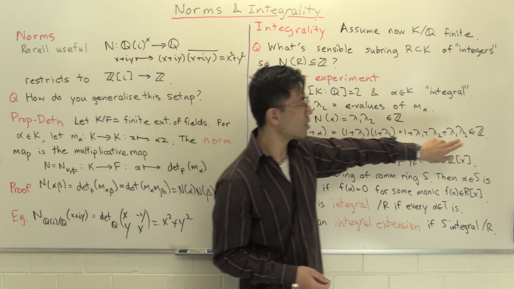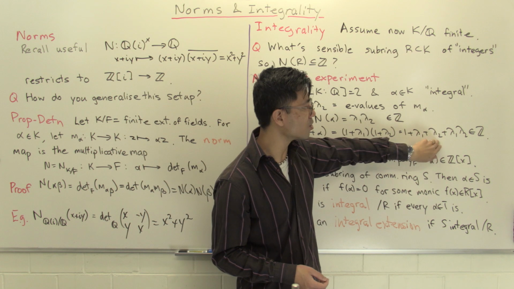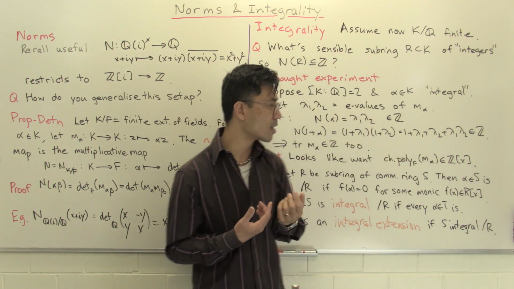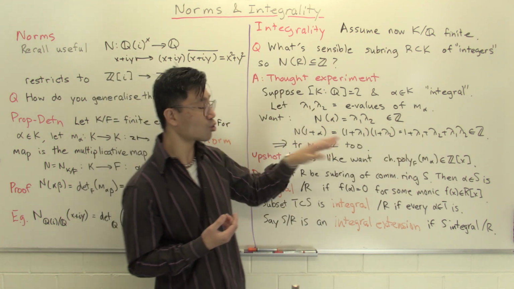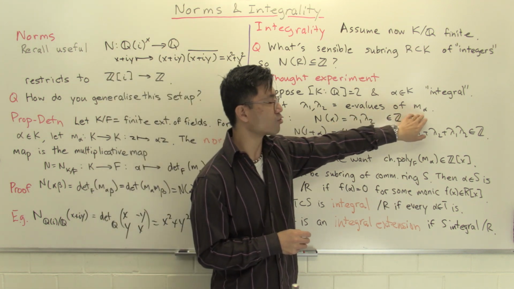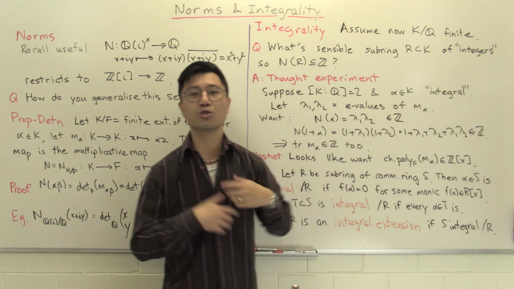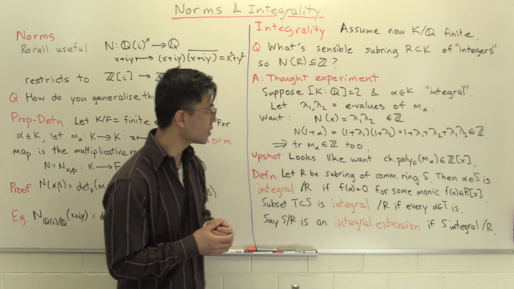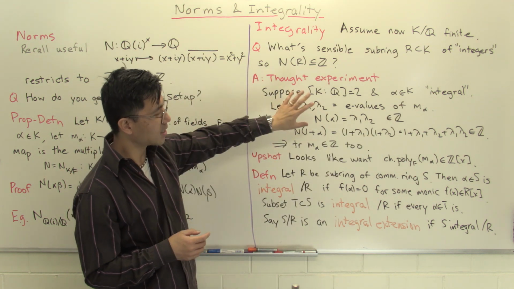1, of course, is in Z. So really, you're saying that the sum of the eigenvalues here is also in Z. Okay, so that's a negative trace. So that means that the trace is also an integer. So not only do you want the determinant of this matrix to be an integer, you also want the trace to be an integer.